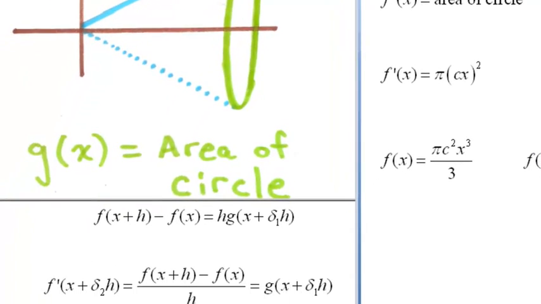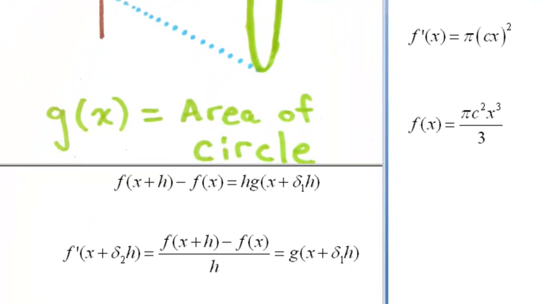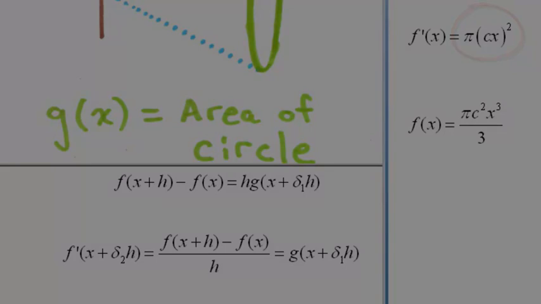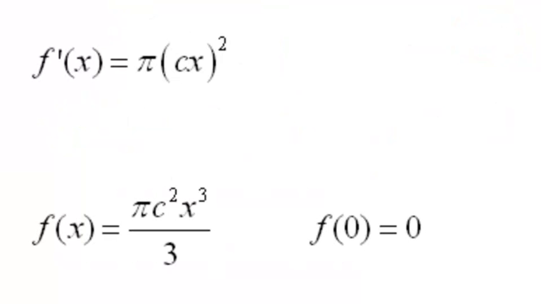In any case, divide through by h. Delta 2 is bounded by the mean value theorem, so take the limit as h goes to 0. We get that the derivative of f is the area of the circle, which we know very well. We can get the formula for the volume of a cone from here if we want, but let's go back to the original problem.